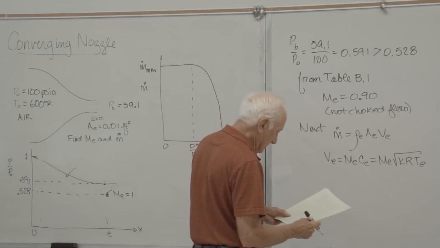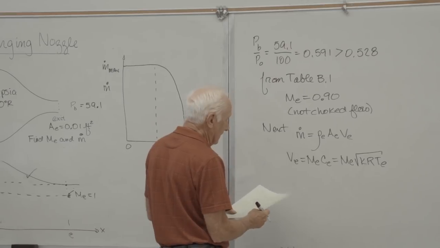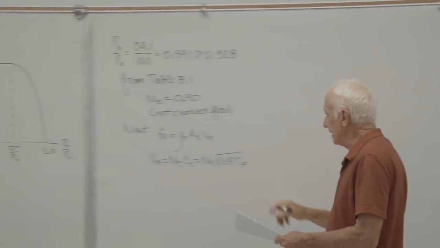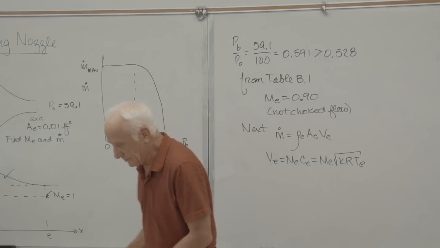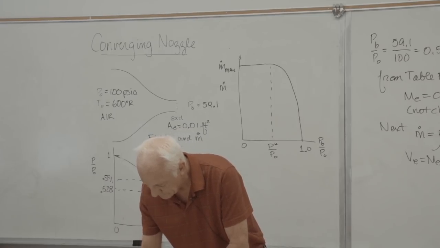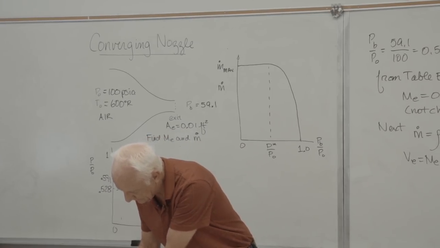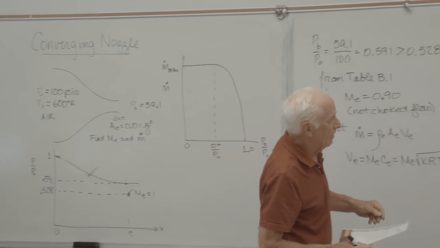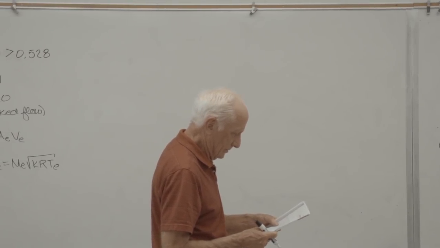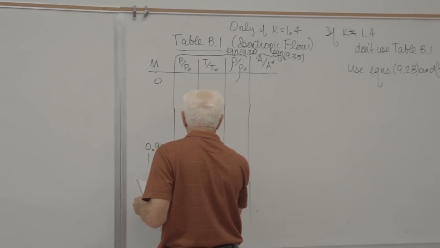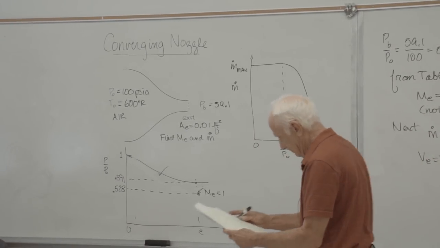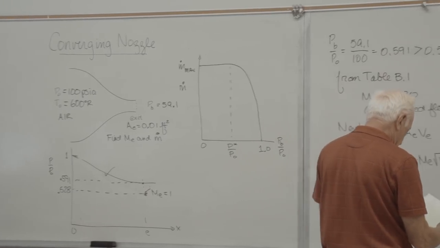I can get the temperature at the exit from T exit over T naught. I know what T naught is. So let's make sure I get that number right. There it is. I'll put that number up there at 0.9. The temperature ratio is 0.8606. And so we go ahead and get our temperature.